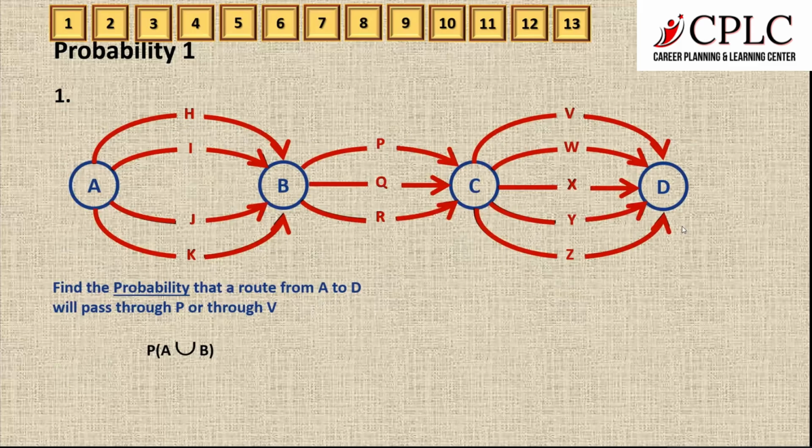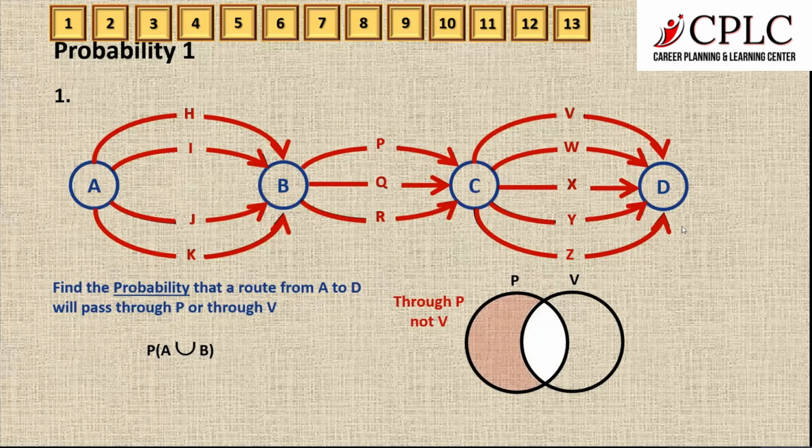Now we have to find the probability that a route from A to D will pass through P or V. That means it's basically probability of A union B. So what we'll do is first we'll find out the route passing through P, not V, that is only through P part. So only through P is 4 into 1 into 4. That is A to B there are 4 routes, B to C there is only 1, and C to D there are 4, as we are not considering V.